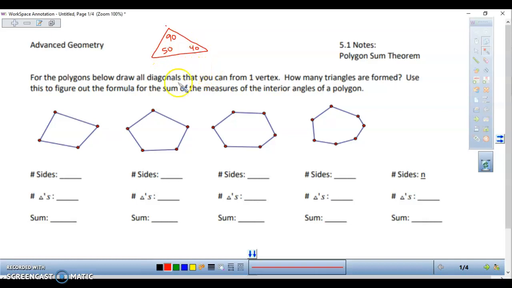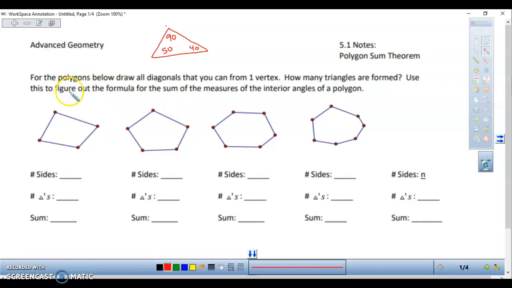So in any polygon, we can also determine what all the interior angles must sum to. But the way we do this is we build on our knowledge of the triangle sum theorem. Just as the nature of geometry, we're going to take concepts we already know and expand on them.